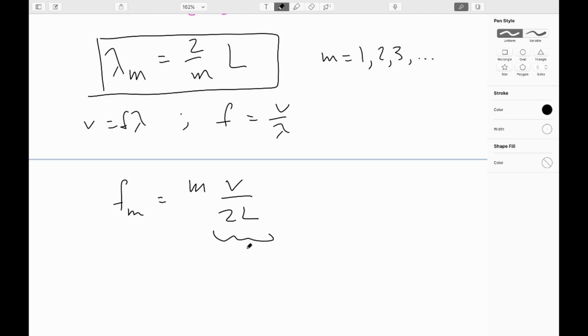And the reason I do that is this is the fundamental frequency. So the second harmonic will be 2 times the fundamental frequency. The third harmonic will be 3 times the fundamental frequency. The fourth harmonic will be 4 times the fundamental frequency, and so forth. Okay, so that's the case if both ends are fixed.